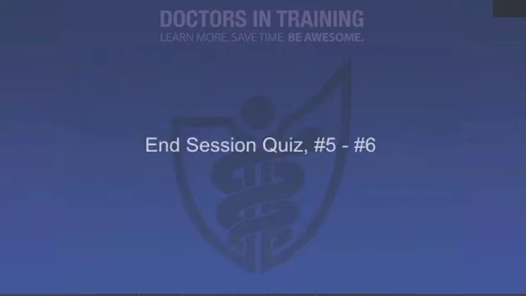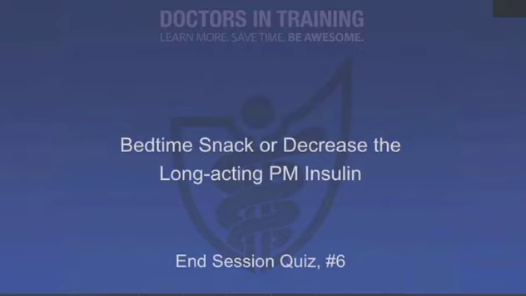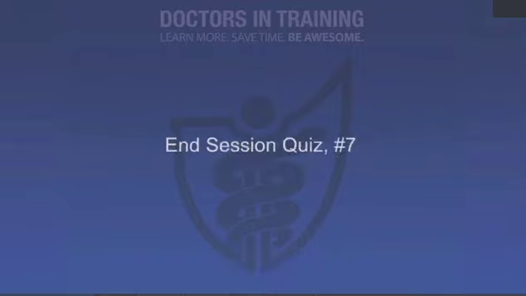How would you distinguish Somogyi effect from dawn phenomenon? Well, if you test the glucose at night around 2 to 3 a.m., if it's normal or high, then that's dawn phenomenon. If it's low, then you get Somogyi. If you determined that the type 1 diabetes mellitus patient's morning hyperglycemia was due to Somogyi effect, then what modifications in therapy would be necessary? Well, you can do one of two things. You can either do a bedtime snack, or you can decrease the long-acting insulin in the PM.